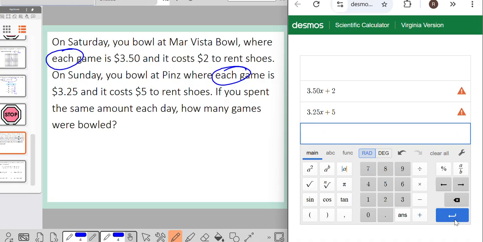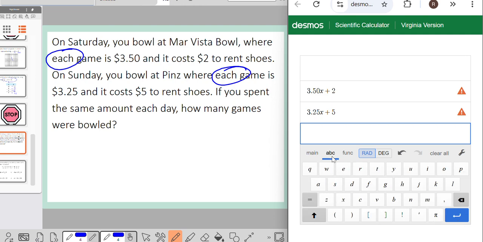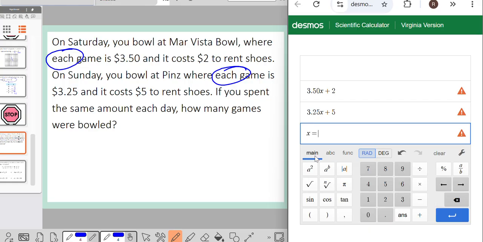And I know we want to know how many games we have to bowl for each amount to cost the same thing. So we're going to put in X values and wait for those two top lines to be equal. So let's try a 1. Nope. 2. No. 3. Sometimes you just have to be patient. You know it's got to be a positive number because you can't play a negative number of games. We're up to 7. We're still not matching. 8 came pretty close, but not quite.